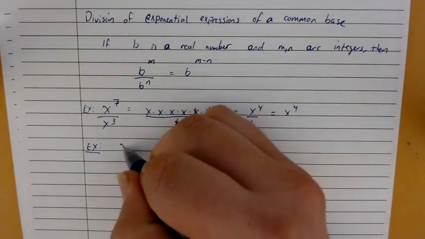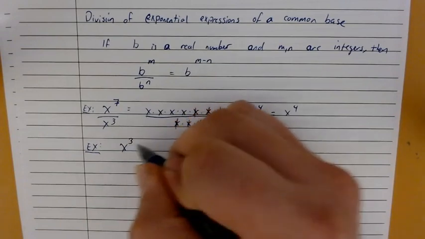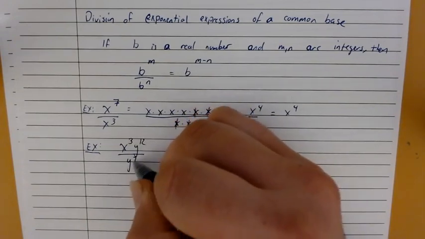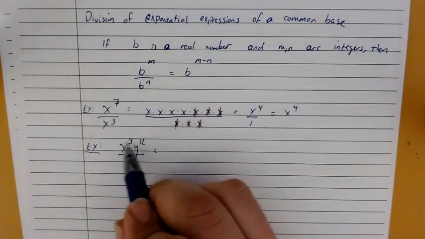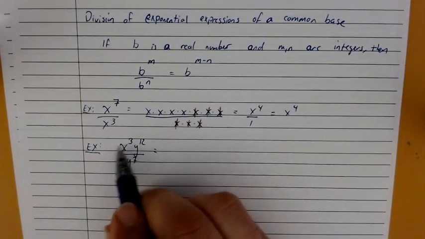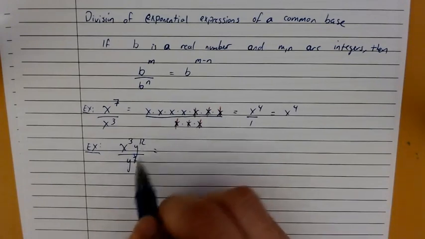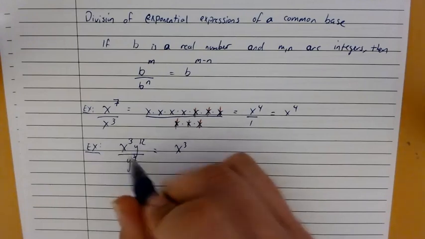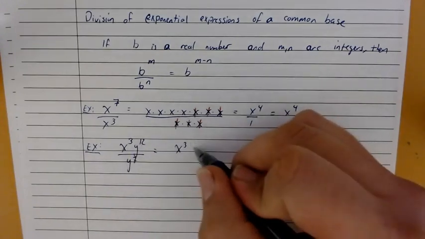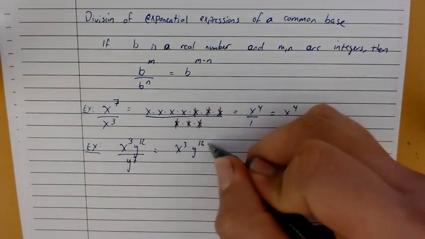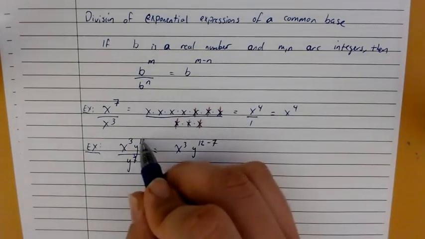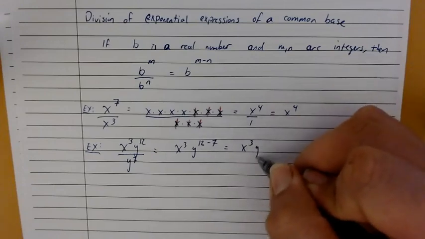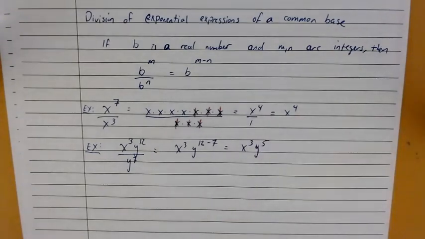So for example, if we have x to the power of 3, y to the power of 12 divided by y to the power of 7, well then here this doesn't have any expression that has a base like it. Okay, so then we just worry about these. So here this is x to the power of 3, and that doesn't change. But now these can change. We can take y to the power 12 minus 7. 12 minus 7. That'll give us x to the power 3, y to the power of 5. Just like that.